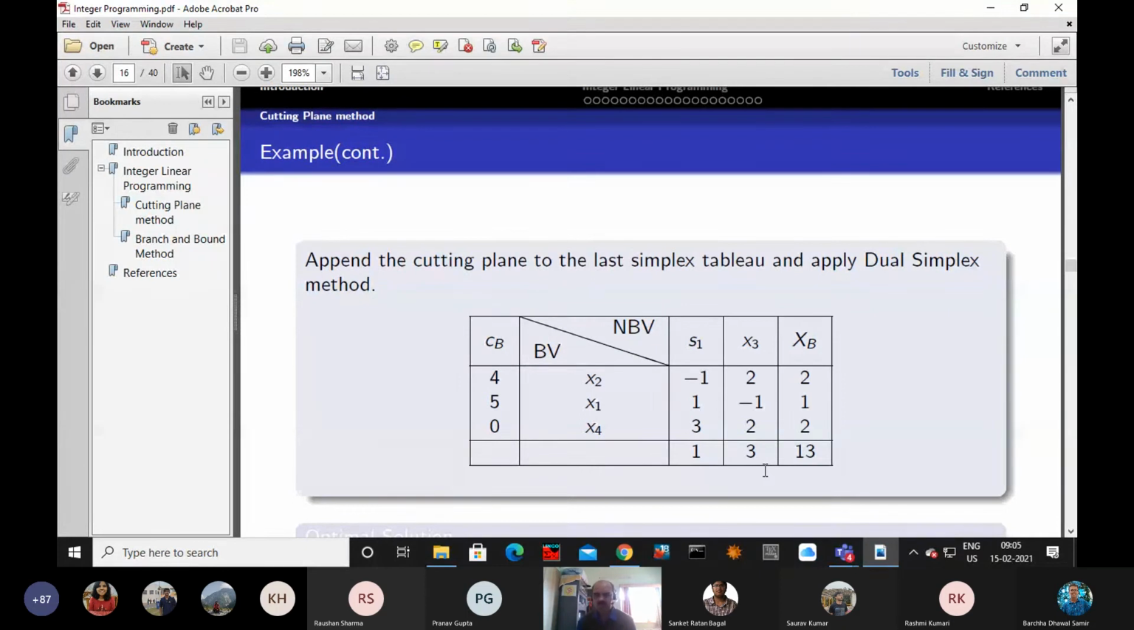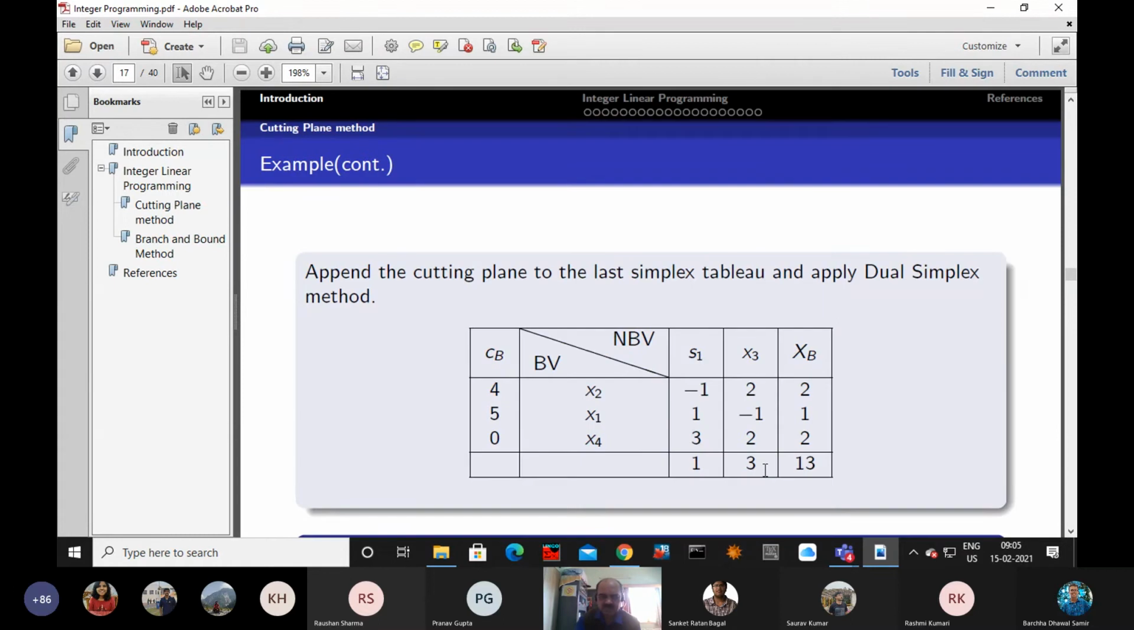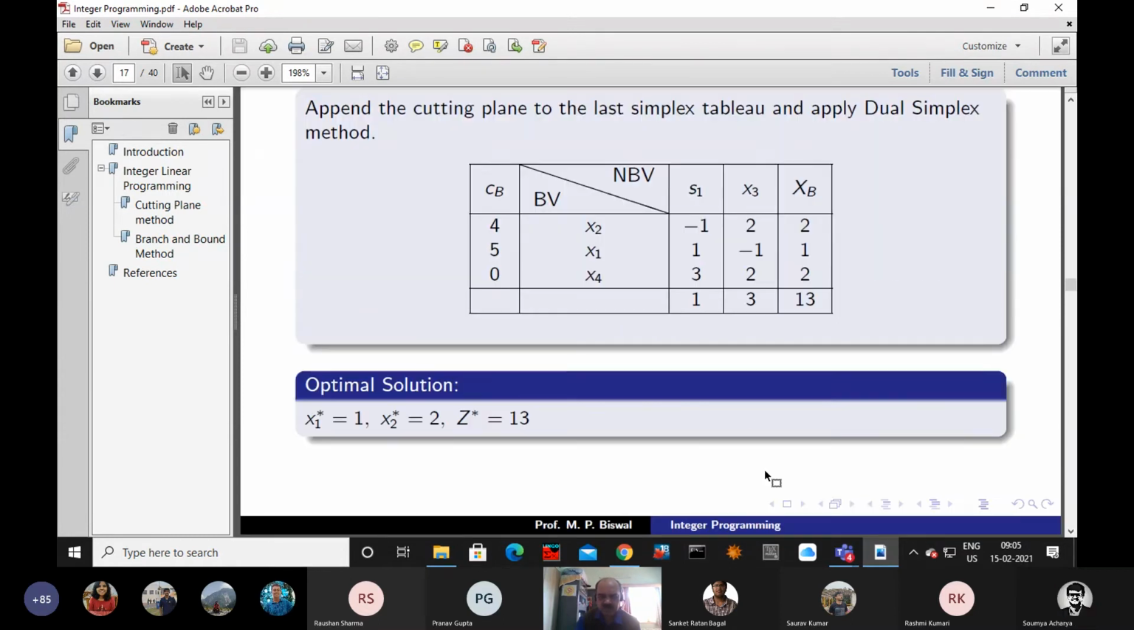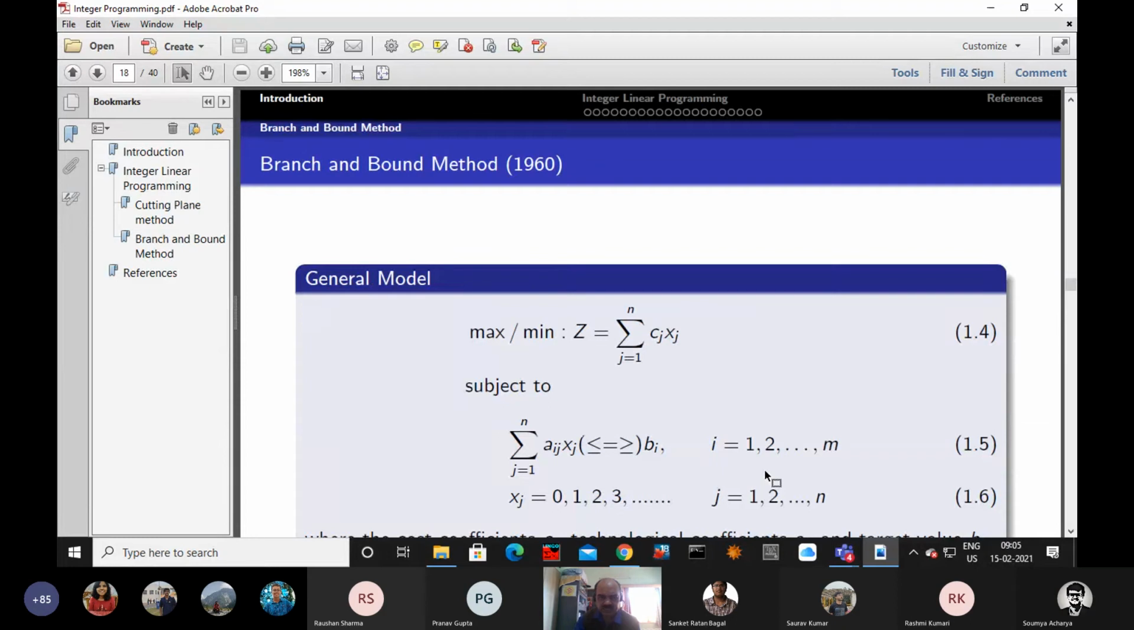Now, in this table, let us conclude. What is the value of x2? 2, that is an integer. What is the value of x1? 1, that is an integer. What is the value of x4? That is 2, an integer. And what is the value of z? That is 13. The basic variable h1 is 0 and x3 is 0. So that is the optimal solution. Using the dual simplex method, we got the optimal solution. So x1 equal to 1, x2 equal to 2, and z star equal to 13.